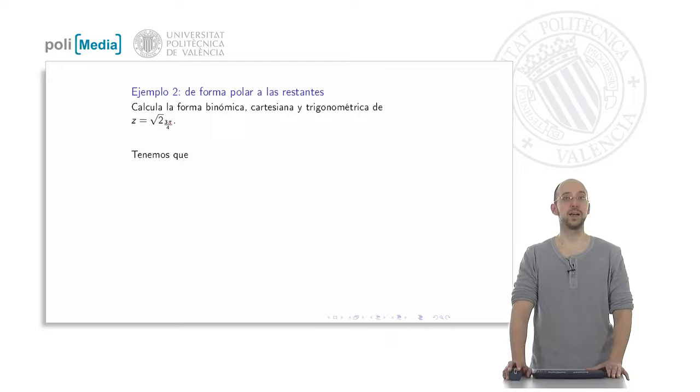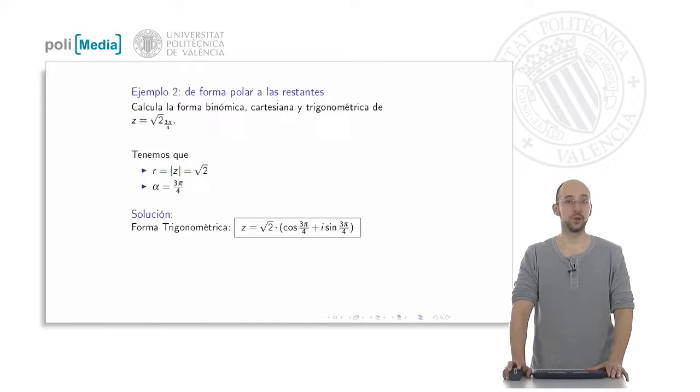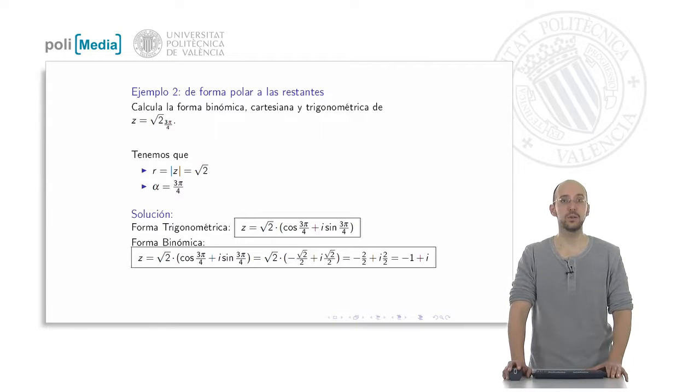Notice that in polar form, we are given the modulus, which is the root of 2, and the argument, which would be 3π/4, simply observing the form of the polar number. Then it would simply be a matter of expressing the trigonometric form consisting of the modulus times the cosine of the argument 3π/4 plus i times the sine of the argument, which is 3π/4. The binomial form simply consists of simplifying this trigonometric form.